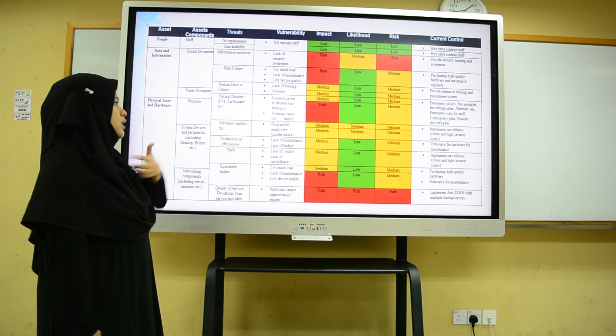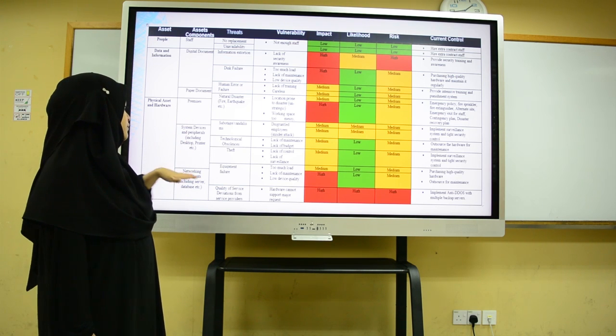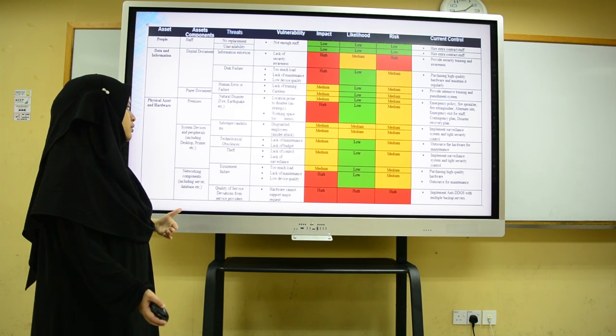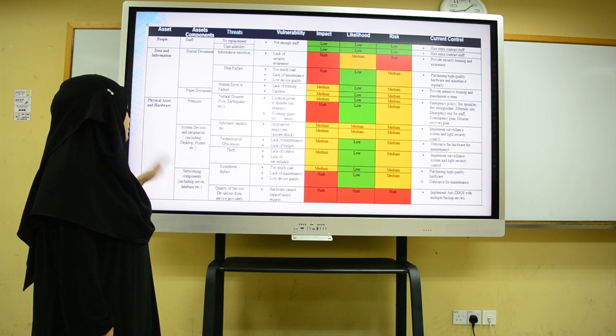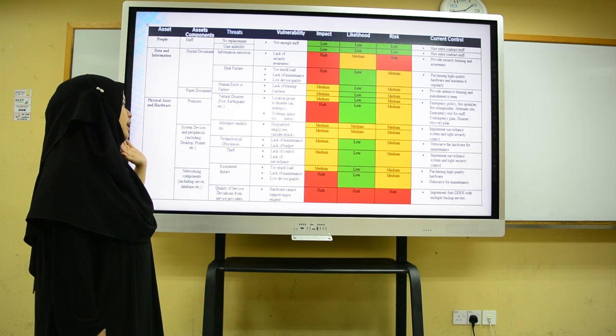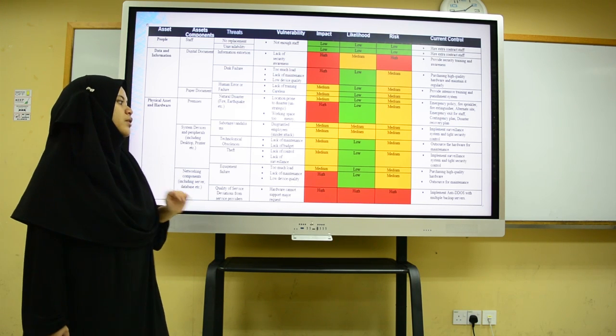For example, the doors are not locked. For equipment failures, it is too much load, lack of maintenance, low device quality. Quality of service deviation from the service provider is when the hardware cannot support major requests, for example DDoS.